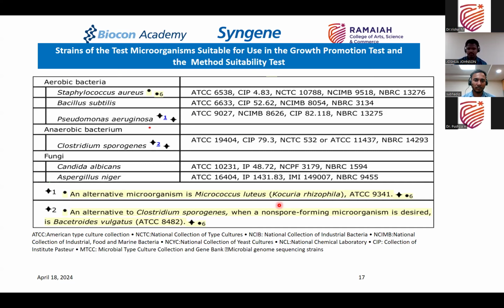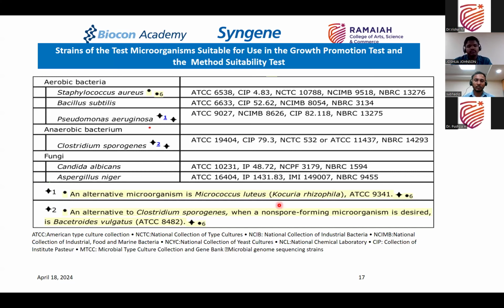CIP, what is the meaning of CIP? Everything I have given there below. What is NCTC? National Collection of Type Cultures. These are the collection centers, and the number is given for Staphylococcus. ATCC 6538 is the strain of Staphylococcus under the collection center of American Type Culture Collection. So that also you have to remember.